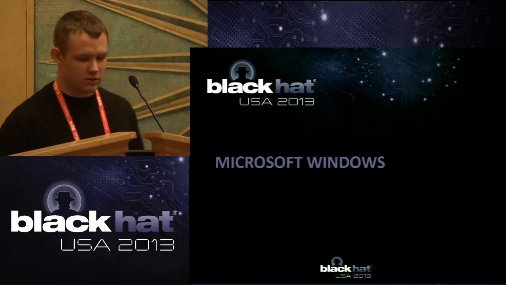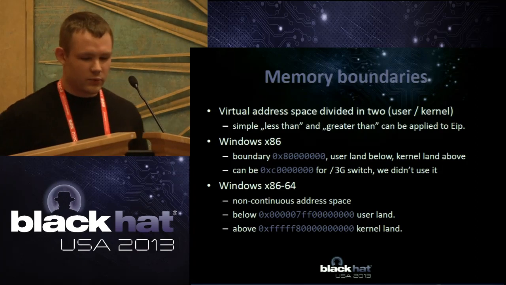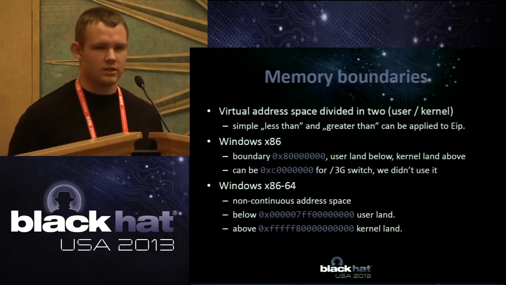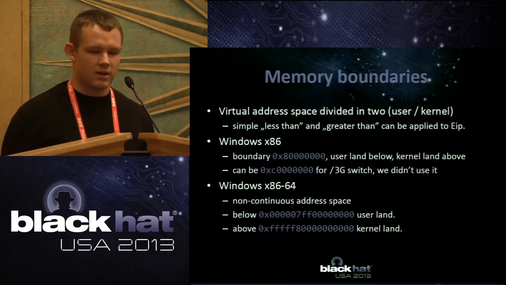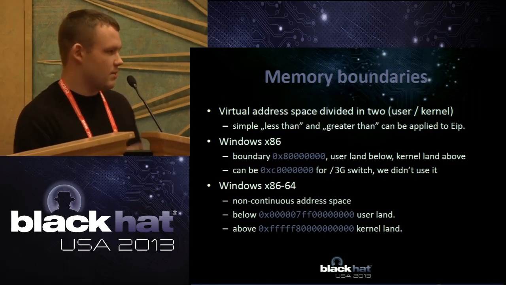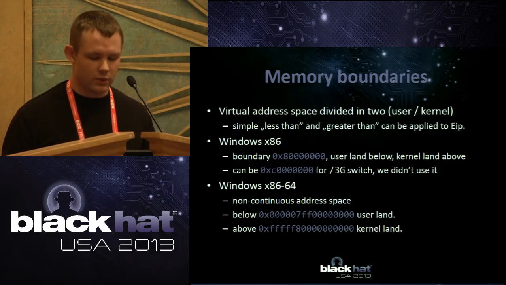So let's start with Microsoft Windows, the most interesting part in my opinion. So when it comes to the distinction between user and kernel mode, it's really simple in Windows, because the entire address space is basically divided into two parts, and you can use a less than or greater than operator. So you can see the memory boundaries here. They are different obviously for 32 and 64 bit versions of Windows.